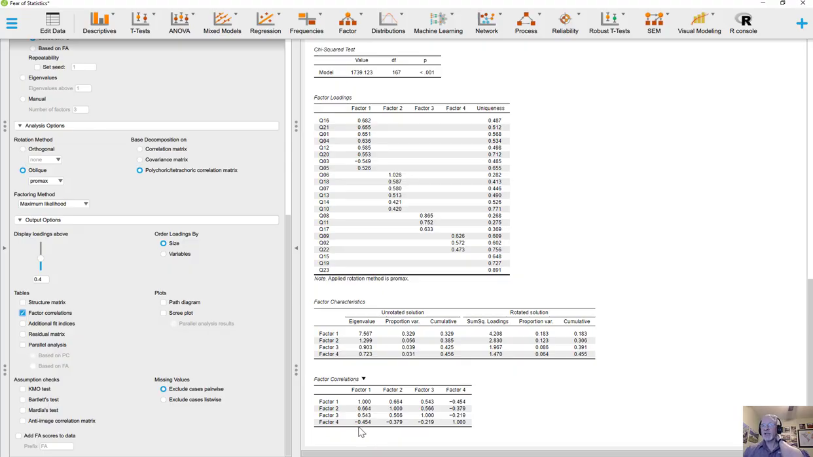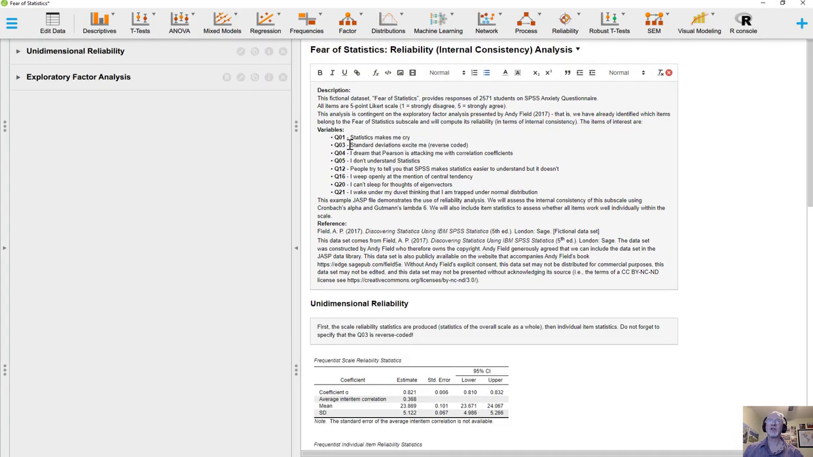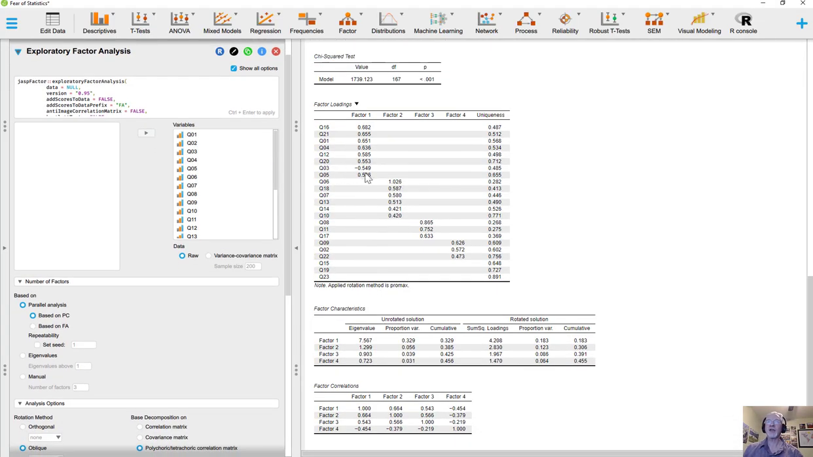I believe that what's happening with factor 4, my guess would be here, is that when Andy Field came up with his items, he came up with a number of reverse coded items. You notice in this one here, "standard deviations excite me" was reverse coded, and so that comes up with a negative over here. These factor loadings are coming up as positive, but they're all negatively related to the remaining factors.